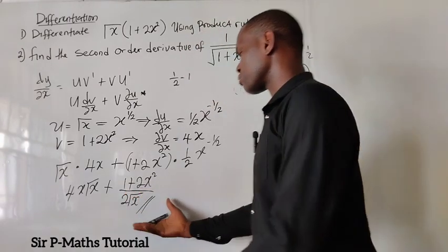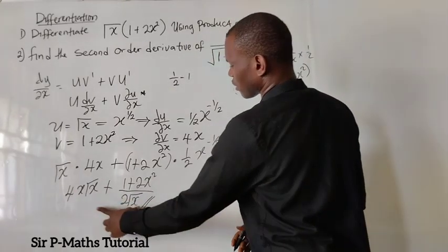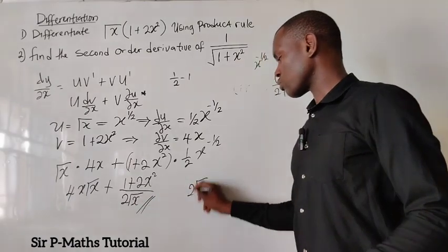So we can leave it at this point, but you can solve the LCM of these two terms so that you can bring both of them together. The LCM is 2 square root of x.